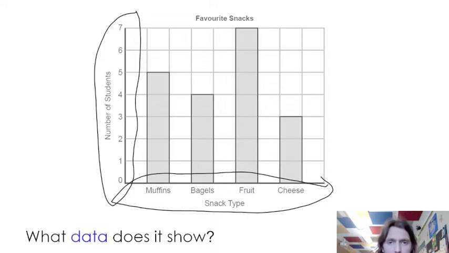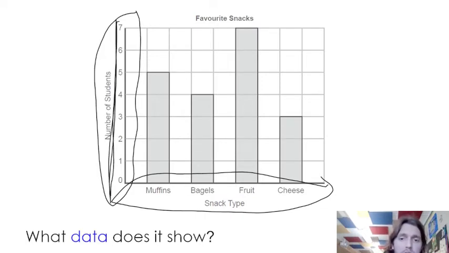So let's take muffins, for example, right? We have the number of students on this side here. And then the muffins, let's put the muffins in yellow. So these here are the muffins. Let's count up. We have muffins up to 1, to 2, to 3, to 4, and to 5. So how many students must like muffins as a favorite snack? Looks to me like it is 5.